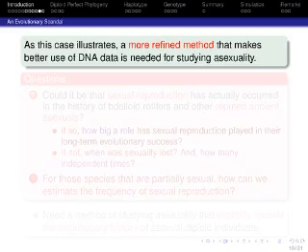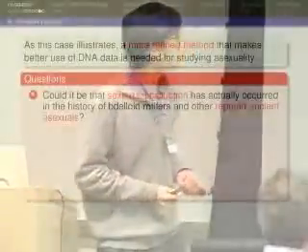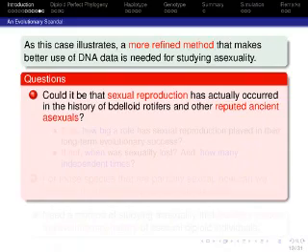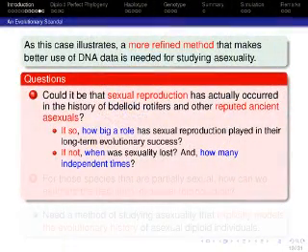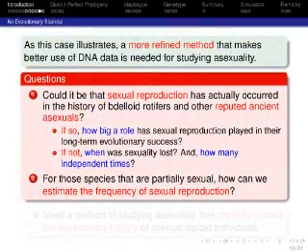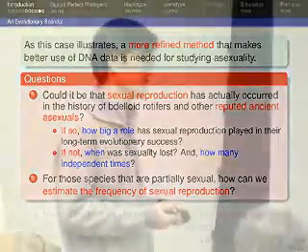As this example illustrates, I think a more refined method that makes better use of DNA data is needed for studying asexuality. So could it be that sexual reproduction has actually occurred in the history of diploid rotifers and of other reputed ancient asexuals? And if so, how big a role did it play in the long-term evolutionary success of those ancient asexuals? If not, when was sexuality lost, and how many independent times? And for those species that are partially sexual, how can we estimate the frequency of sexual reproduction?